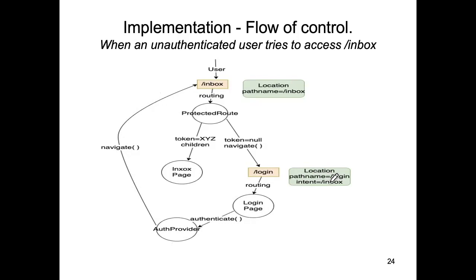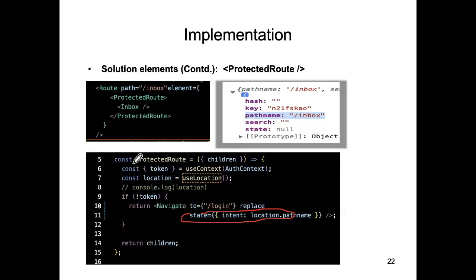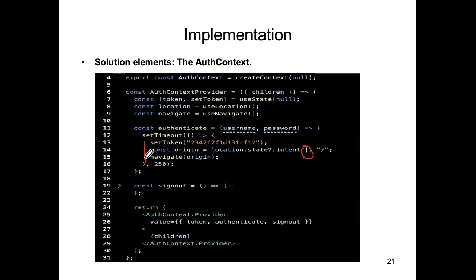Sorry for jumping around, but if we go back again to here, location.state.intent gets that value and assigns it to this variable and navigates to that. And we know now that that expression is going to be equal to /inbox. So we navigate to /inbox.